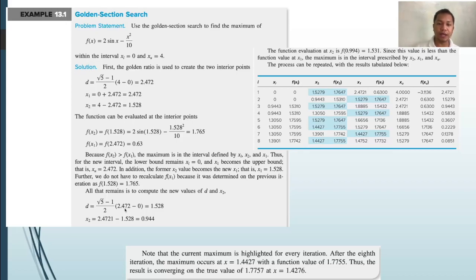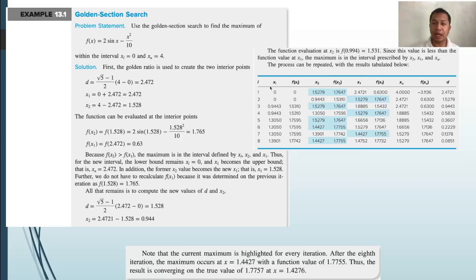So computing the values, since we have a new xu, which is the former x1, our new value for d is equal to 1.528. And our x2 becomes 0.944. So this is the table if we perform the operation for 8 iterations.